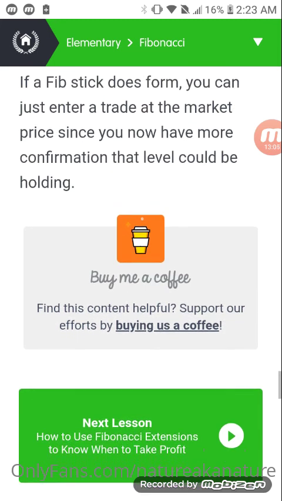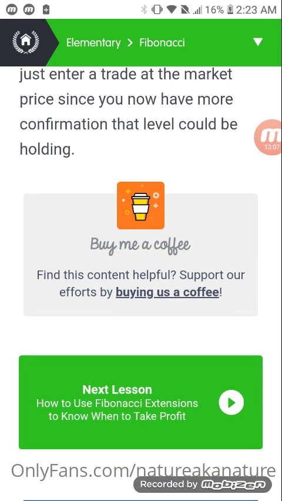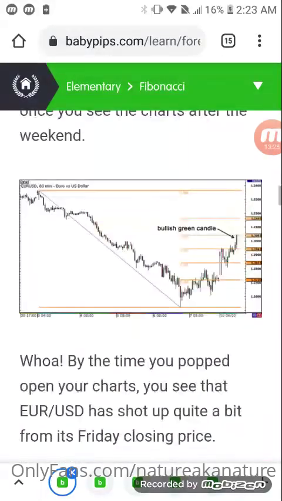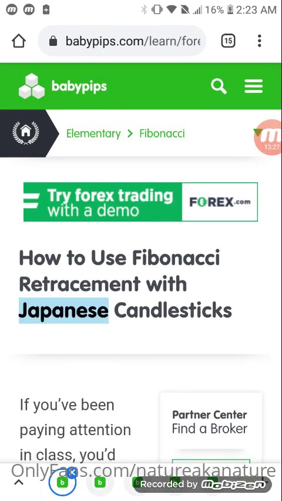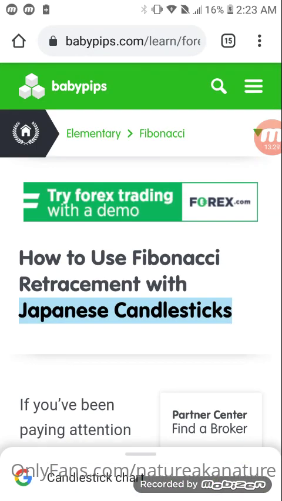So in our next lesson, gang, we're going to go over how to use Fibonacci extensions. Fibonacci extension is different than Fibonacci retracement. Fibonacci extension is how we find our take profit. Alright, so we're going to go over Fibonacci extension next, gang. Alright, so this is how to use Fibonacci retracement with Japanese candlesticks.